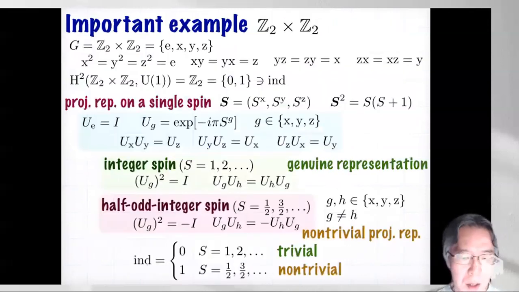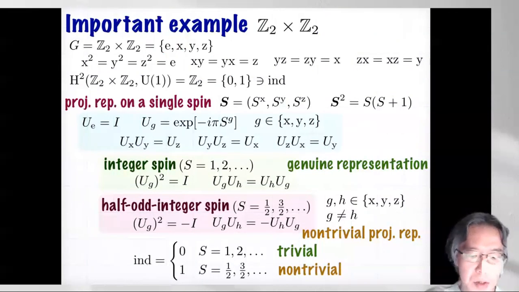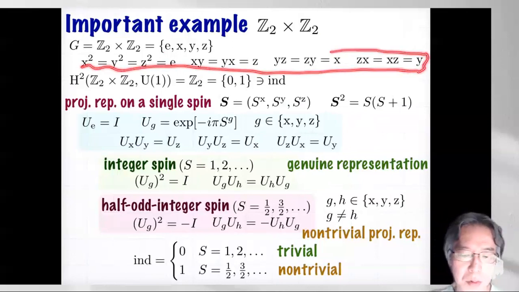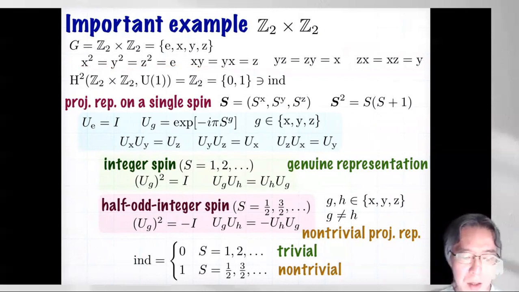Here comes an important example, Z2 cross Z2. Z2 cross Z2 is a very simple abelian group that has 4 elements like this. This is a bad notation, but a useful notation. E is, of course, the identity. X, for example, denotes the pi rotation about the X-axis. Y and Z also denote the pi rotations. Then they satisfy this group multiplication rule. I think you can understand them. If you compute the second group cohomology of this group, you find that it's Z2, that is, 0 and 1. So the index can be 0 or 1.